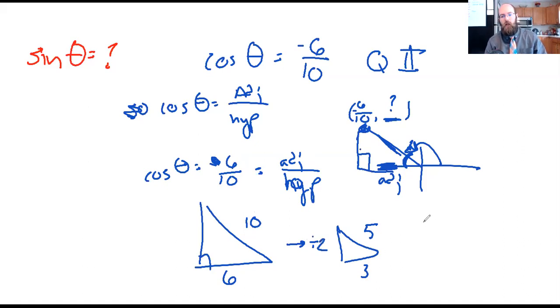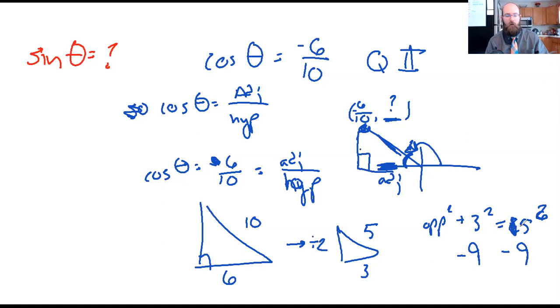Pythagorean theorem would say my opposite side squared plus 3 squared equals 25 squared, not to the 6th. So this is a 9. Subtract the 9 from both sides. Oh, and that's just a 5 squared, which is 25. I was getting ahead of myself there. All right, so 25 minus the 9 is 16, right?